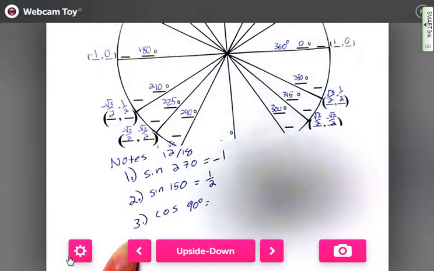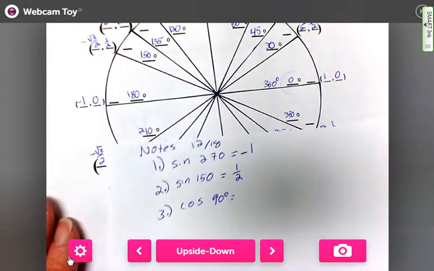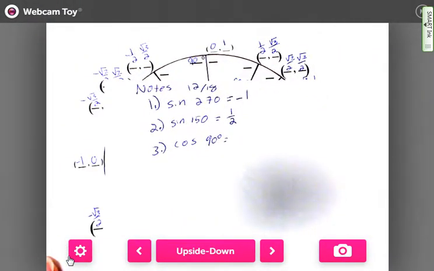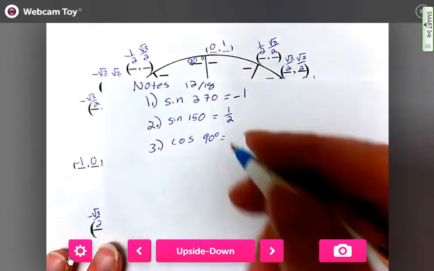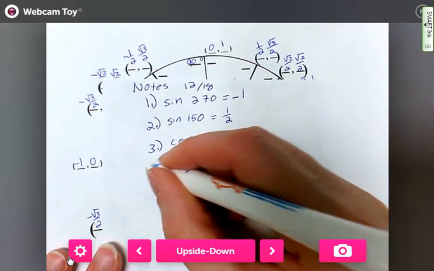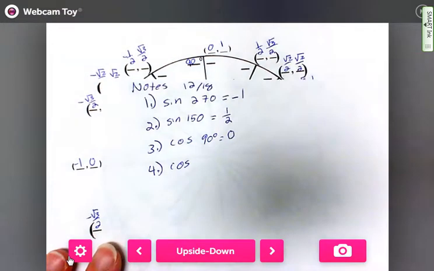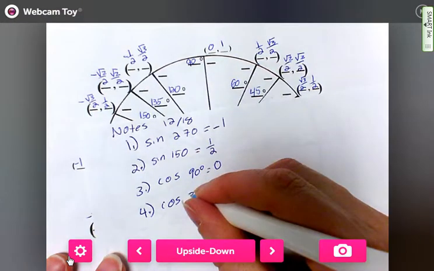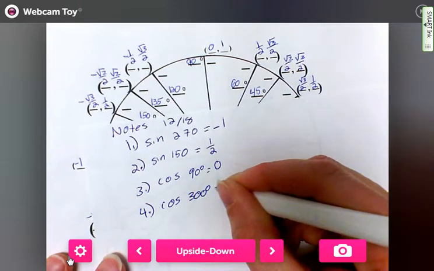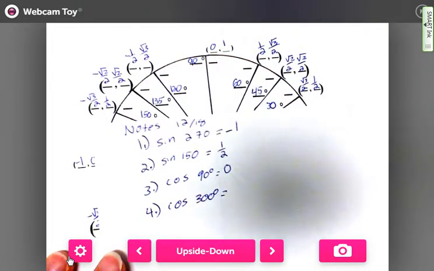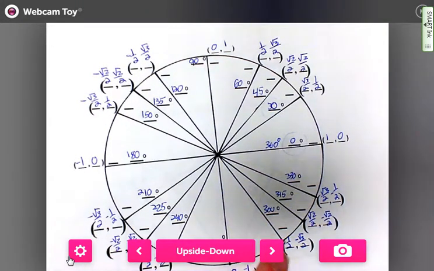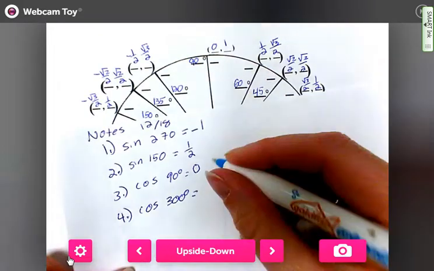All right, what is the cosine of 90? What's the cosine this time? Cosine of 90 is the x value. What's the x value at 90? 0. All right. What is the cosine at 300 degrees? So we're looking for 300 degrees. The cosine is? 1/2. Okay.